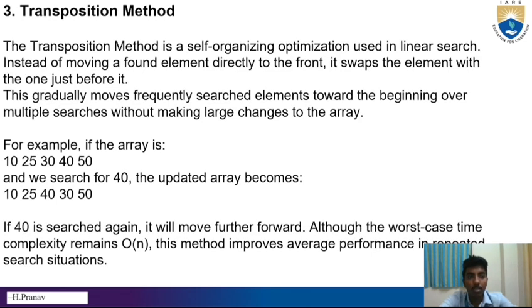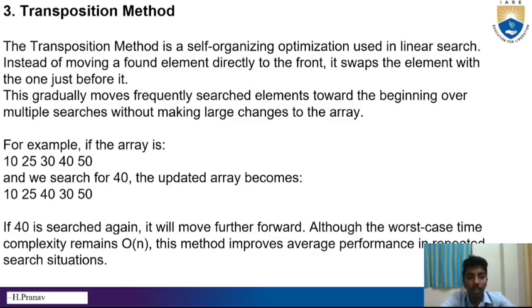Coming to the third method, which is the transposition method. The transposition method is a self-organizing optimization used in linear search. Instead of moving the found element directly to the front, it swaps the element with the one just before it. This gradually moves frequently searched elements towards the beginning over multiple searches without making large changes to the array.